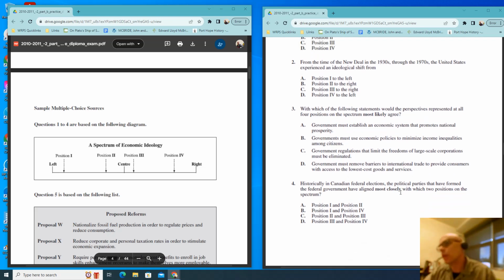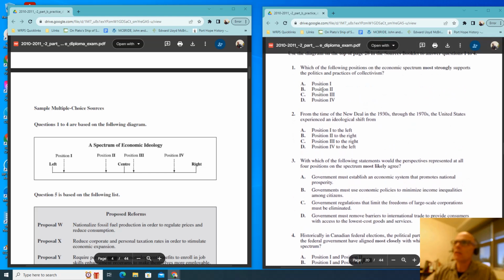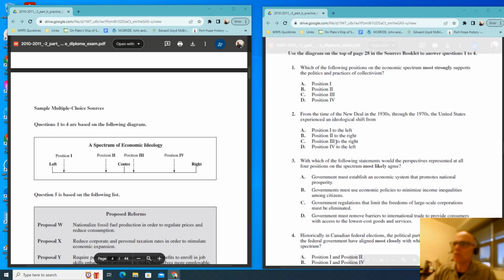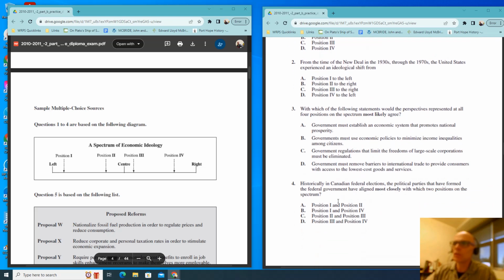Historically, in Canadian federal elections, the political parties that have formed the federal government have aligned most closely with... So, source one, that's a recall question. Source two is a recall question. You need to know some knowledge to get it right. Source four is also a recall question that you need to know, on that spectrum, where have we been?